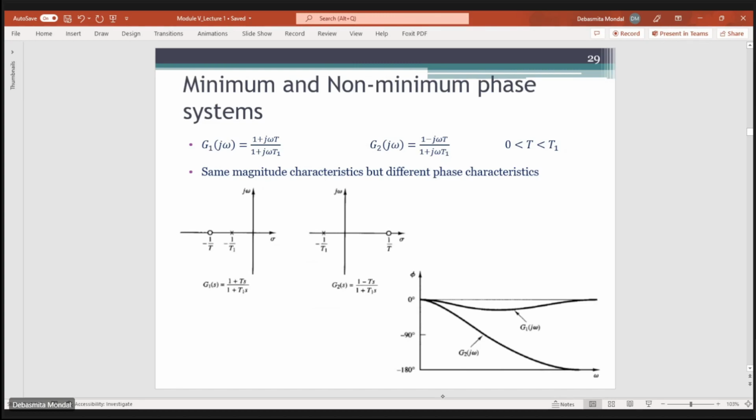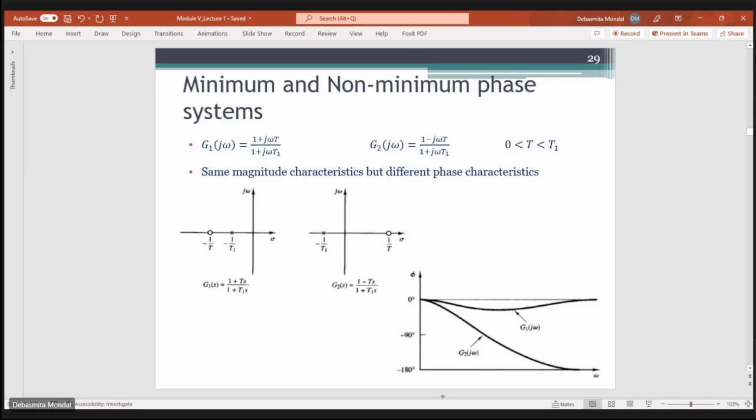So let's take an example. Let's say G1 is equal to (1 + jωT)/(1 + jωT1), and G2 is equal to (1 − jωT)/(1 + jωT1). Okay, so these two have the same magnitude characteristics, but the phase characteristics are different. The first one is a minimum phase system, where both the poles and zeros are on the left half of the s-plane.